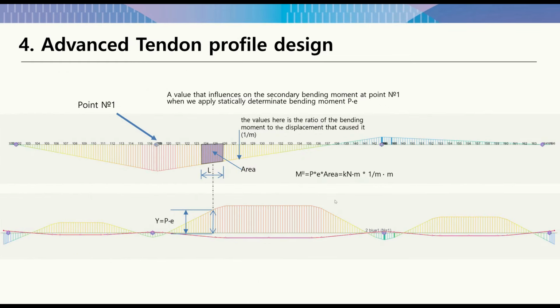Here you can see the secondary moment influence line over the third pier. And here are values that influence the secondary bending moment at point 1, here the point number 1, when we apply statically determinate bending moment P multiplied by e. The values here are the ratio of the bending moments to the displacements that caused it. Here is the formula of what I did in Excel.